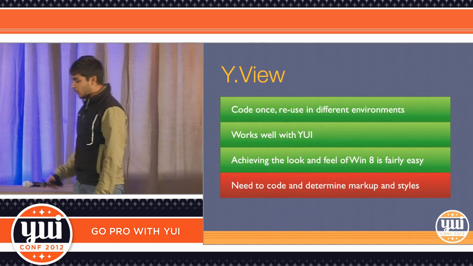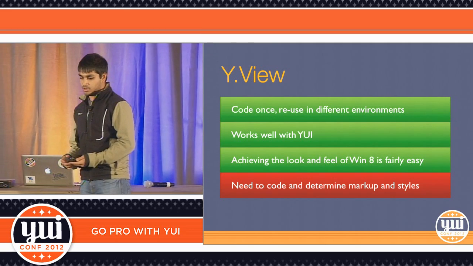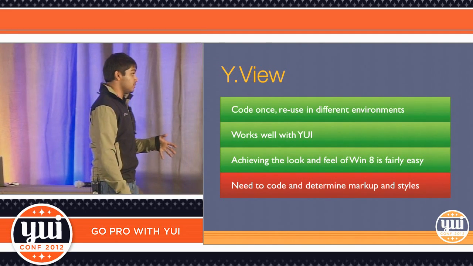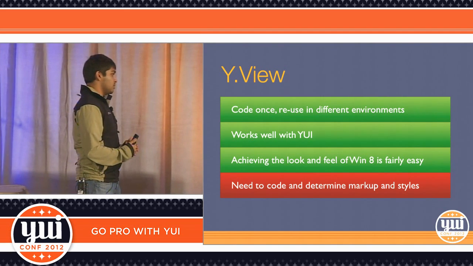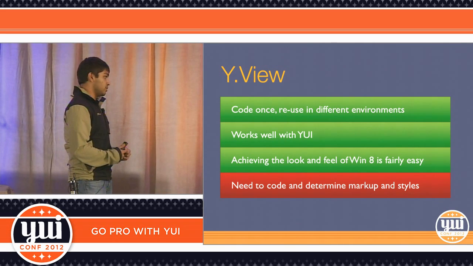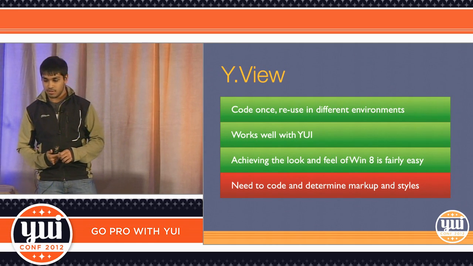So let's compare that with y.view. You can code it once and reuse it in different environments. You could definitely reuse the JavaScript, right? Because that's what I've done. I haven't reused the CSS, which is what determines the styles, but the markup is the same. It works well with YUI, so you can listen to attribute change events. You can pass in model lists, and it kind of just works.